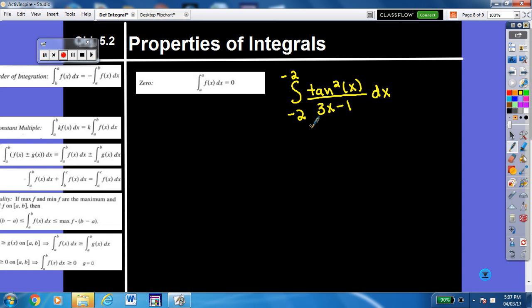Because we're taking the integral from -2 to -2, it doesn't matter how complicated this looks, the result will always simply be 0. Because if you think about it, if we're in a graph situation, if we're at -2 and we never move from -2, no matter what that graph looks like, we've covered no area. Therefore, our answer will be 0.